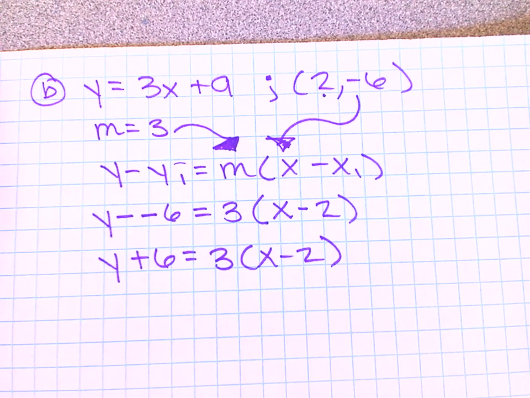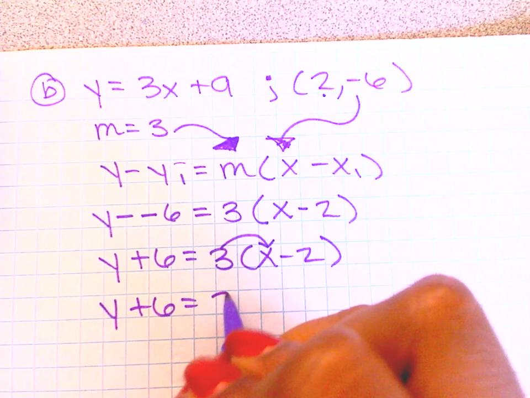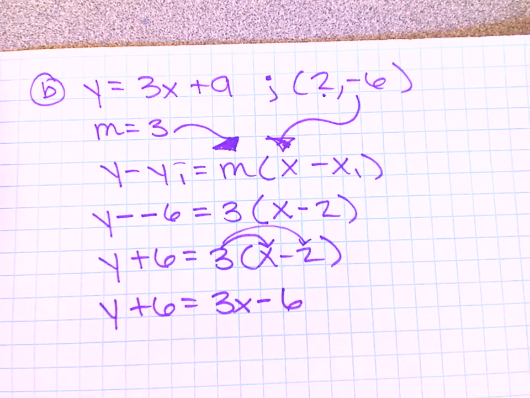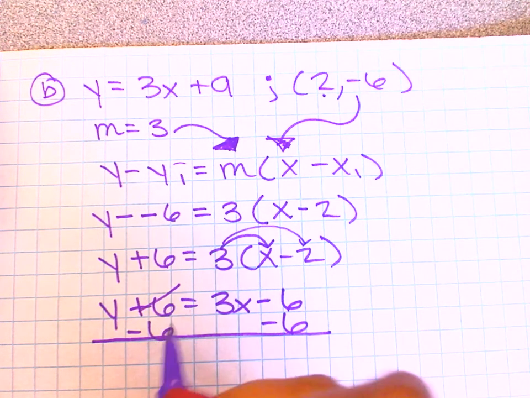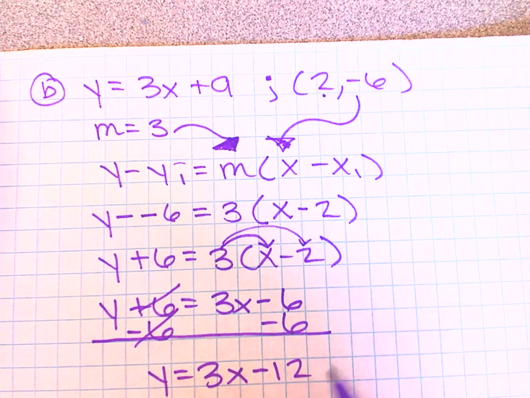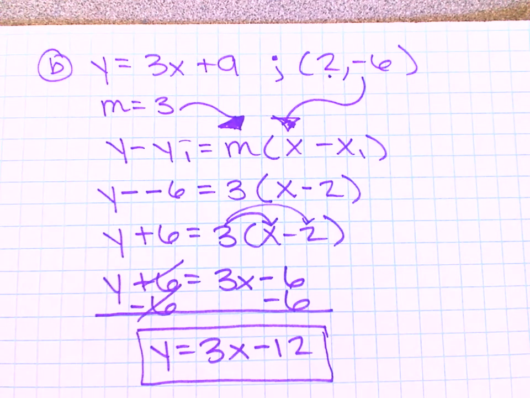Okay, so now I need to distribute that 3 that's outside of the quantity. Y plus 6 equals 3 times x is 3x. 3 times negative 2 is negative 6. Almost there. I have to subtract 6 from both sides to get y by itself. Positive 6, negative 6 cancel. Y equals 3x minus 12. Done. Do my slopes match? Yes. 3 and 3? Yes, they do. So then I'm good. Parallel line.